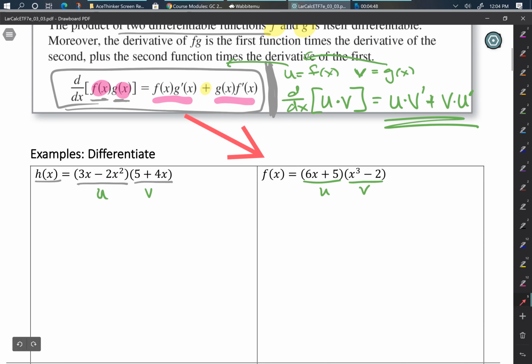I understand that not every instructor or not every author of every textbook is going to use it, but it can get confusing when you have two different things in the same equation and you're trying to call each of them f.